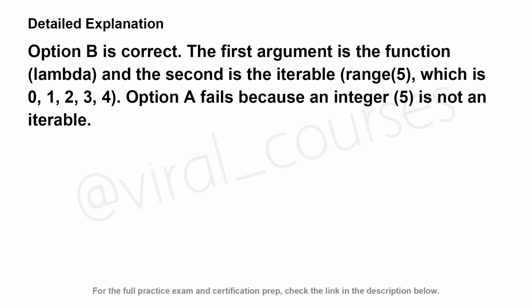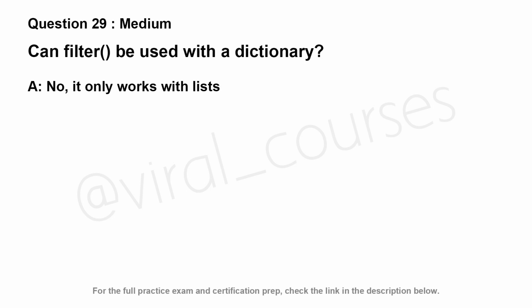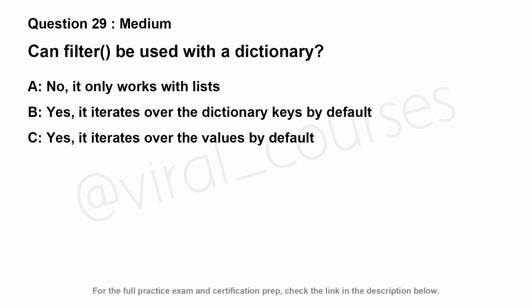Can filter be used with a dictionary? Option A. No, it only works with lists. Option B. Yes, it iterates over the dictionary keys by default. Option C. Yes, it iterates over the values by default. Option D. No, unless you convert it to a tuple.